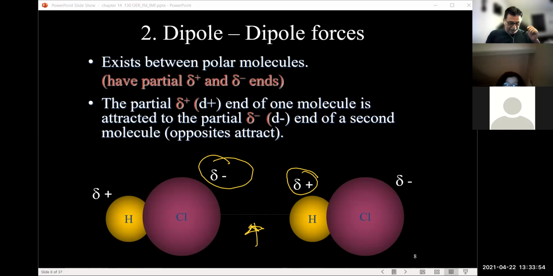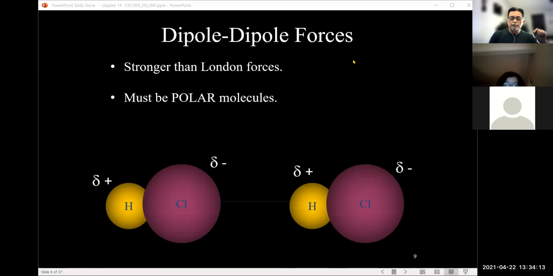Found it, it fell off. Okay, so here, interaction number 2, dipole forces. That deals with molecules that have a permanent dipole and they interact with each other. Let's do another one. Here's some more information about dipole forces. They're stronger than London forces, and it's required that the molecules must be polar. It's a requirement.